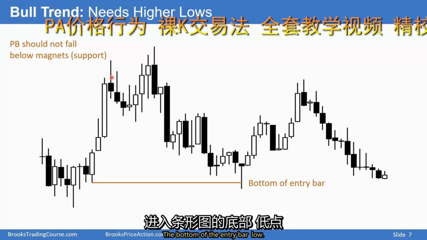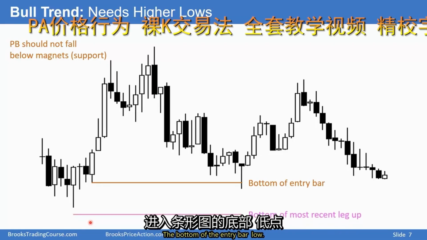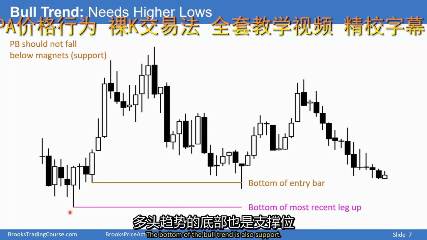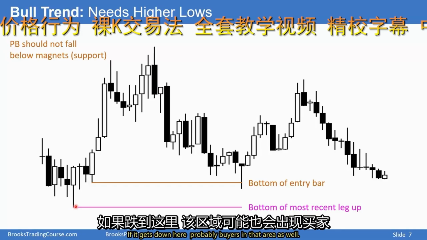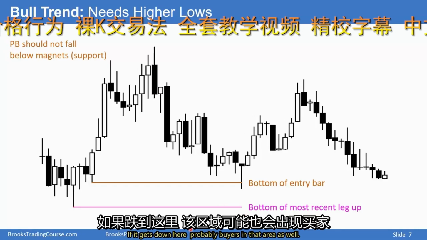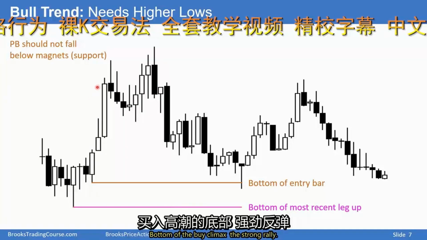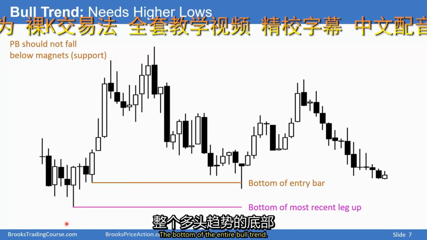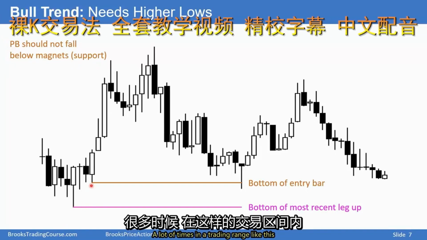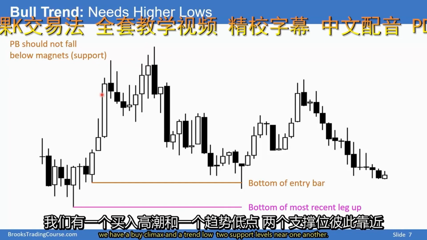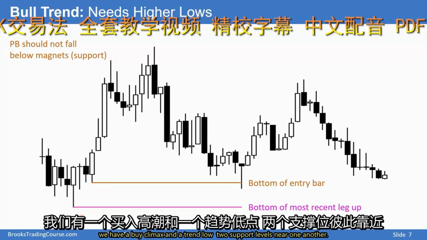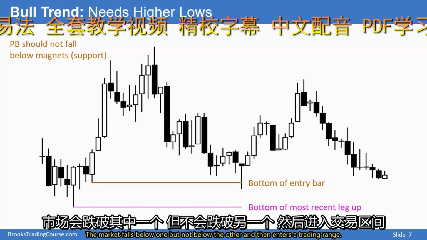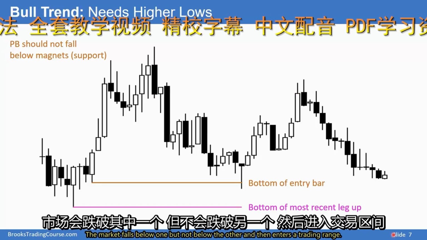The bottom of the entry bar, low. The bottom of the bull trend is also support. If it gets down here, probably buyers in that area as well. Bottom of the buy climax, the strong rally, the bottom of the entire bull trend. A lot of times in a trading range like this, we have a buy climax and a trend low, two support levels near one another. The market falls below one, but not below the other, and then enters a trading range.